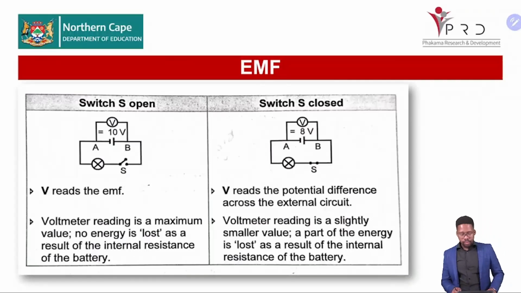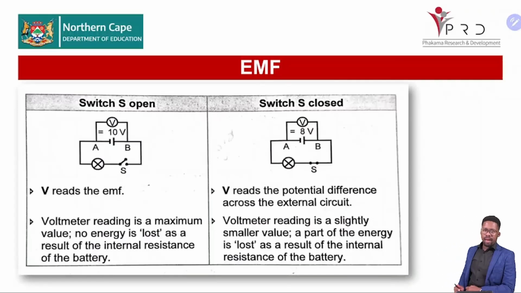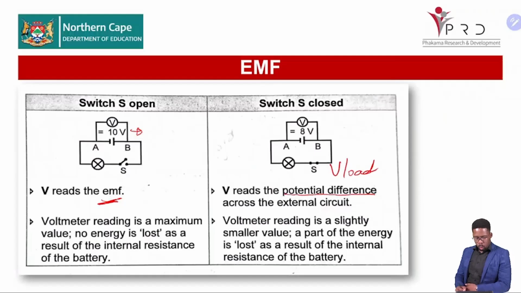Now, here is a nice summary of the EMF that we've been discussing. So from your circuit diagram, when the switch is open, it doesn't mean that there is nothing. When the switch is open, we will have the EMF, which is 10 volts in this instance. When the switch is closed, we don't have EMF, we have terminal potential difference, V load. So when the switch is open, we have the EMF, 10 volts.